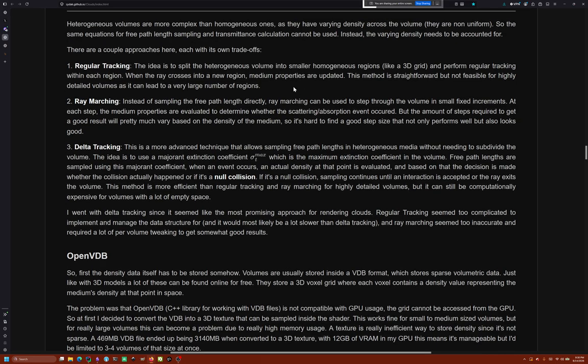Regular tracking, the idea is to split the heterogeneous volume into smaller homogeneous volumes and perform regular tracking within each region. When the ray crosses into a new region, update with the new medium properties. It's relatively straightforward, but not feasible for high detail.